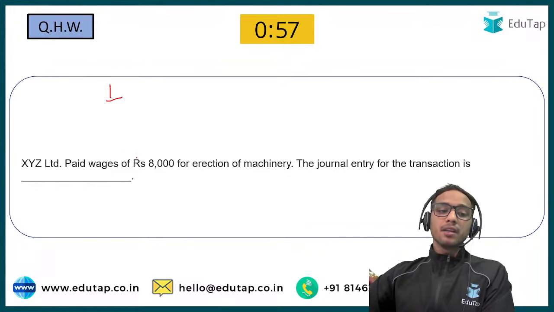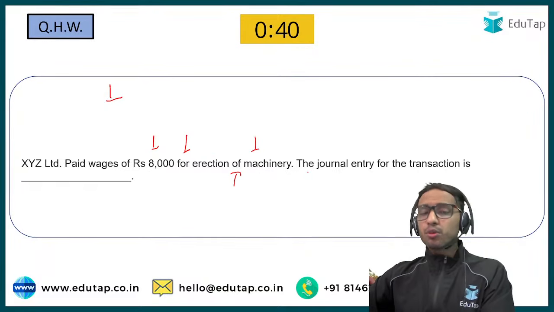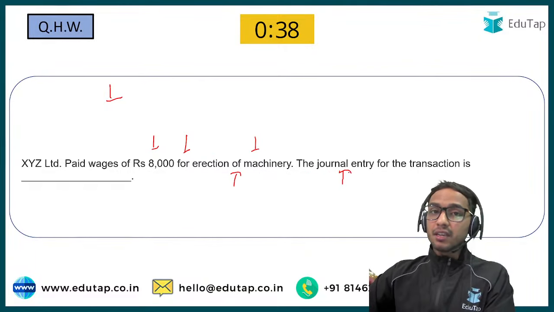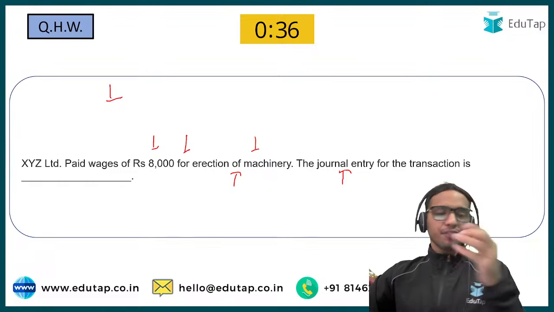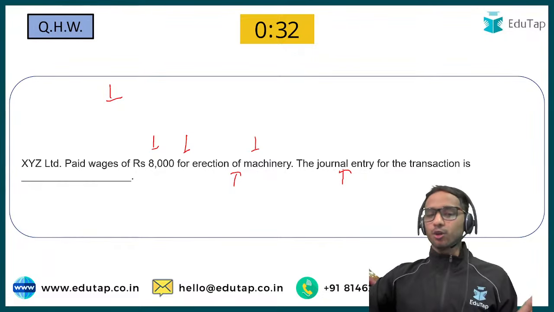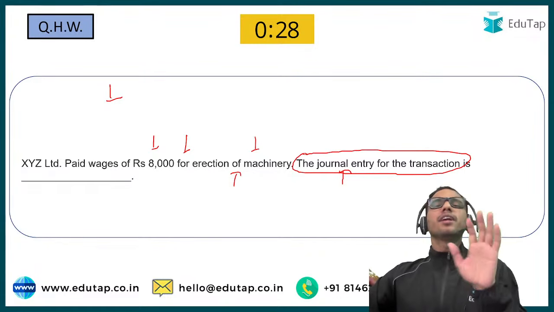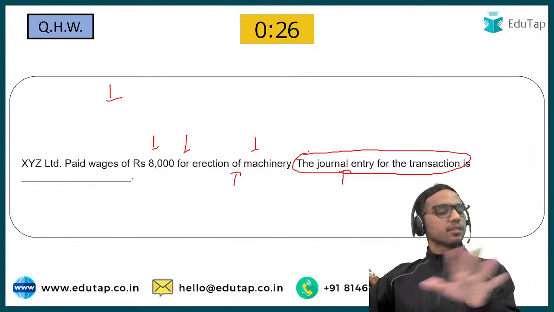XYZ Limited paid wages of rupees 8,000 for erection of machinery. Now you have to tell me the journal entry for the transaction. If you know right now, you can type in the chat section, but I will not say whether it is correct or not. You have to give me the journal entry, and if you need time, you can take your time and give me the answer in the comment section.